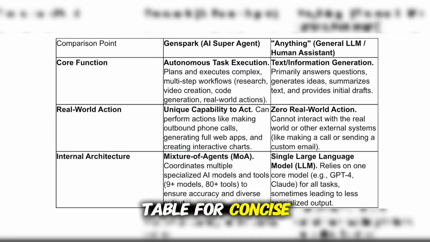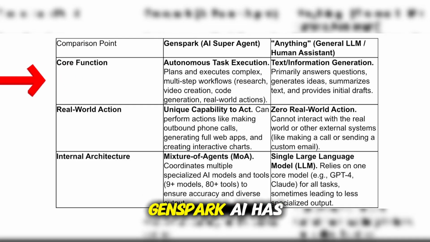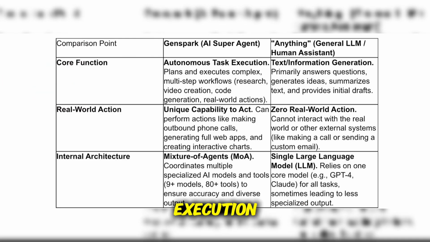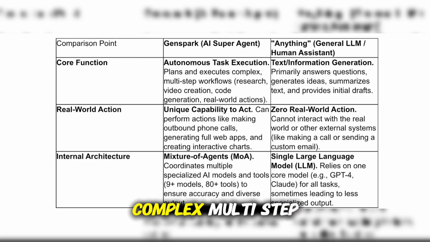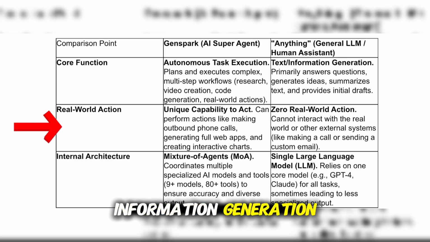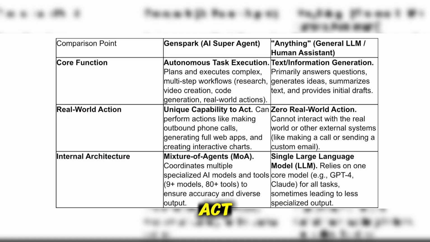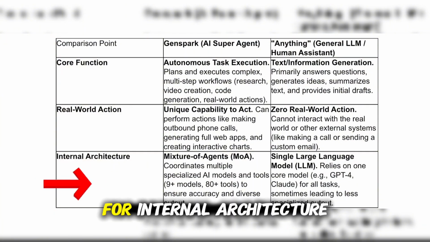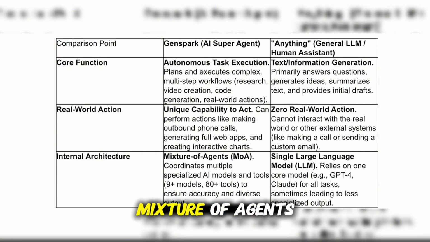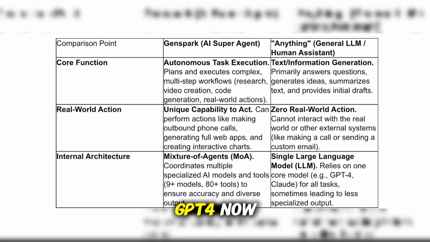Now, here's a table for concise comparison. For core function, GenSpark AI has autonomous task execution that plans and executes complex multi-step workflows, while Anything AI has text information generation. For real-world action, GenSpark has a unique capability to act, while Anything AI has zero real-world action and cannot interact with the real world or other external systems. For internal architecture, GenSpark is a mixture of agents, while Anything AI has a single large language model that relies on one core model, which is GPT-4.